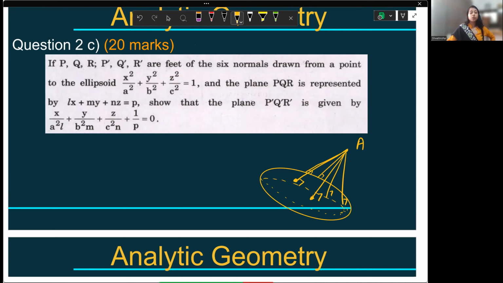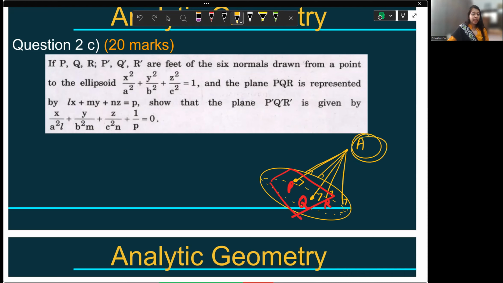Out of those points, this is P, this is Q, and maybe this is R. And the other three are P dash, Q dash, R dash. So there is a plane that passes through these 3 points. You have to calculate the plane containing P dash, Q dash, R dash. That's your target. So first of all, let's write what is given in a proper order.